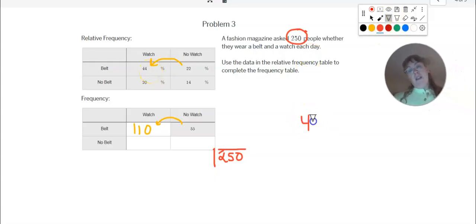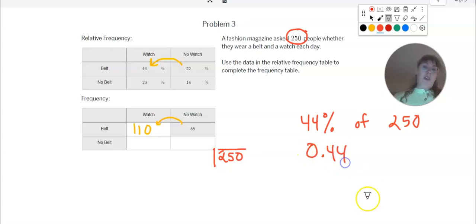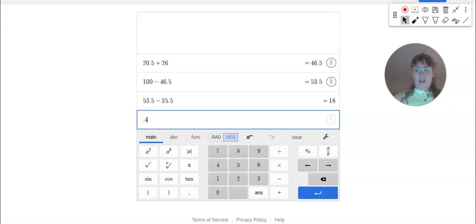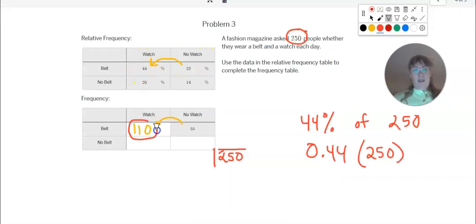When you're doing this, what we do is we take 44% and we make it a decimal, which is dividing it by 100. Percent means out of 100, right? This is 44% out of 100, so 44 divided by 100 is 0.44, and then we multiply that by 250. And when we do that, we'll get 110, just like we saw right here.